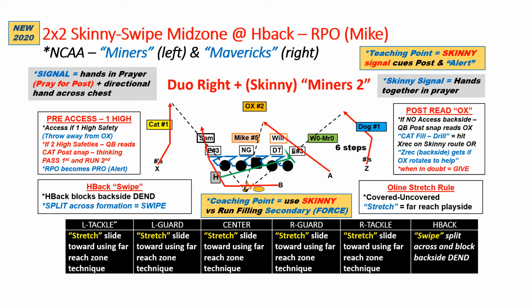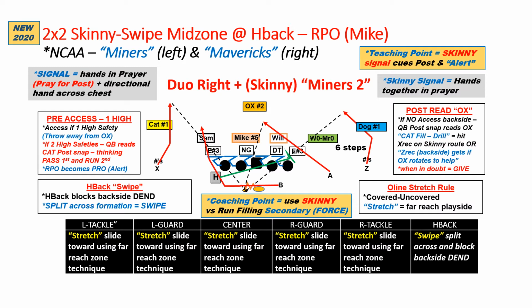Some of the variations: we can do a skinny swipe, where all we do is put our hands in a prayer-type signal and then the directional hand vertical across the chest for mid-zone swipe. That tells the play side receiver, instead of blocking, to go ahead and run a skinny post. The quarterback here is simply going to read the corner, so that if he starts to fill, we'll just go ahead and hit the X for a touchdown up the seam.